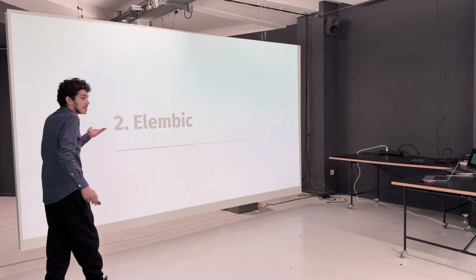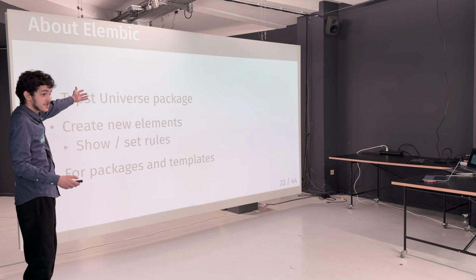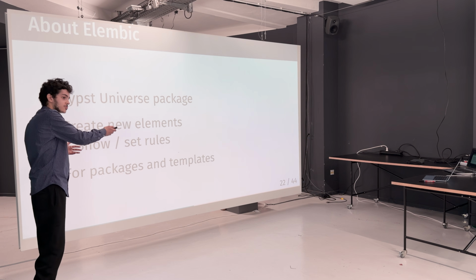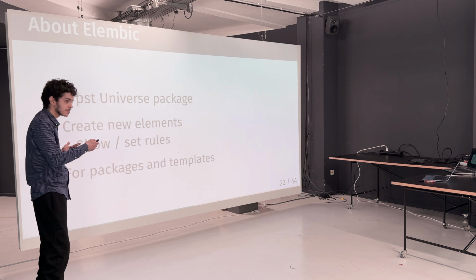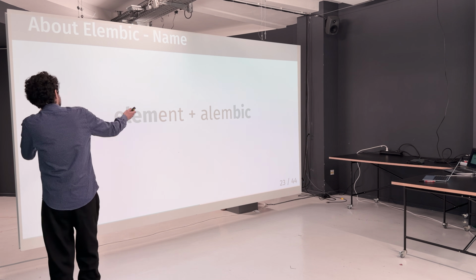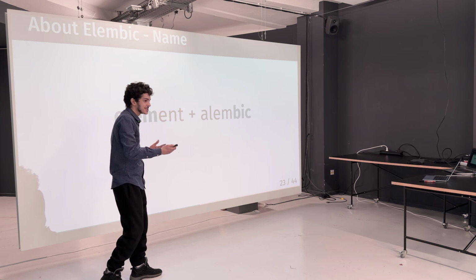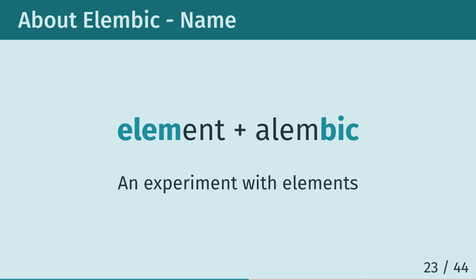Well, that's where Elembic comes in, right? So Elembic is a Typst universe package that aims to create new elements providing show and set rules for those elements. And it's precisely used for package authors and template authors, right? So then, well, the name is a little bit of a funny merger between Element and Alembic, which is like a container for alchemists in the Middle Ages. So it's like an experiment with elements.